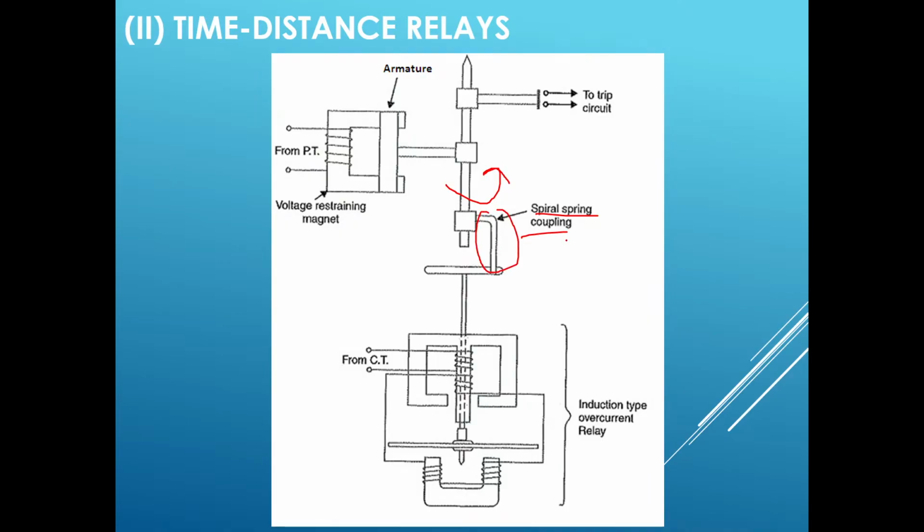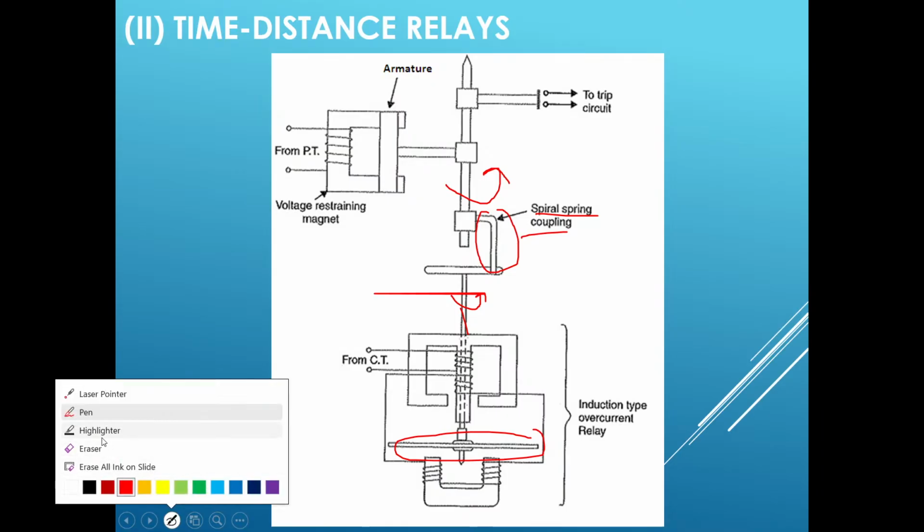Why is this spiral spring coupling element twisted? It just twists, it won't rotate, it just gets twisted. Why is it getting twisted? Because this rod started to rotate. Why did this rod start to rotate? Because this disc started to rotate. Why did this disc start to rotate?